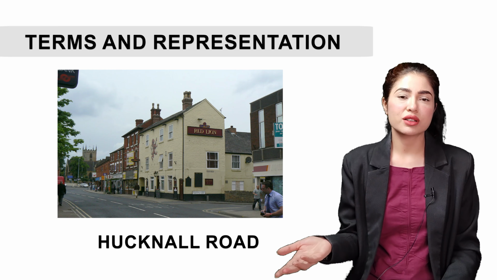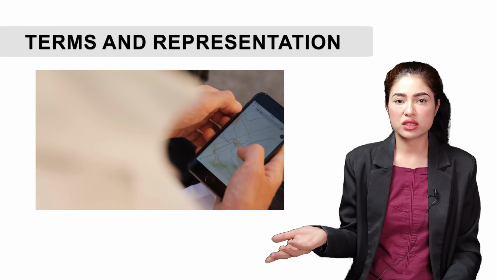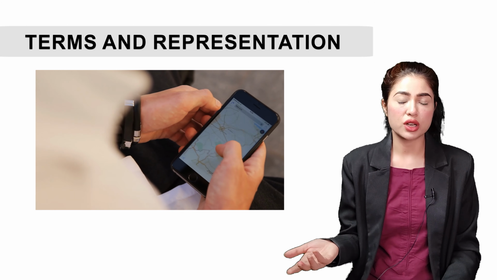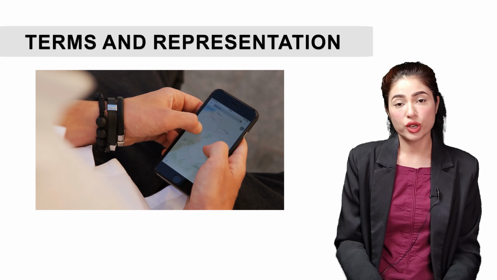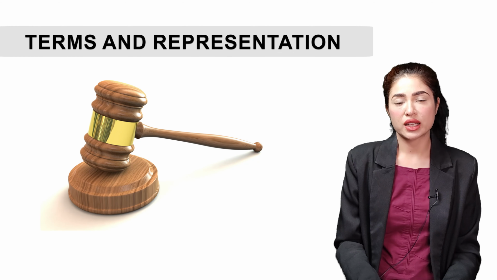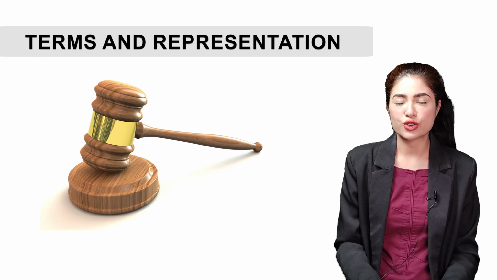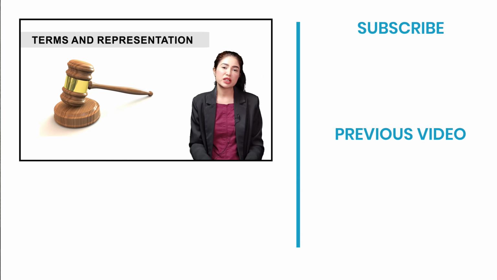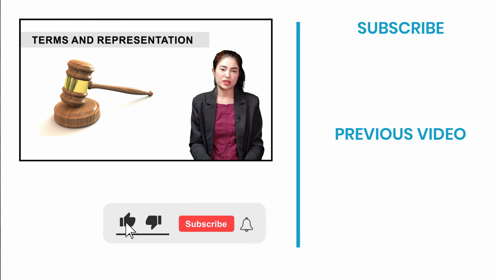However, later on, Jane finds that it is not based in Hucknall but in some other location. This is actually a breach of contract, and Jane can sue Madison not for misrepresentation but for breach. This is the main distinction between a term and a representation.